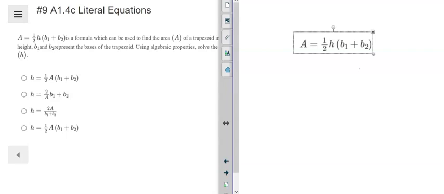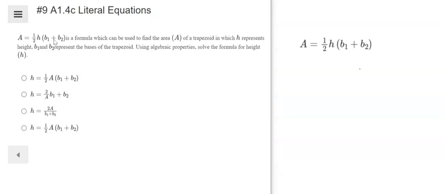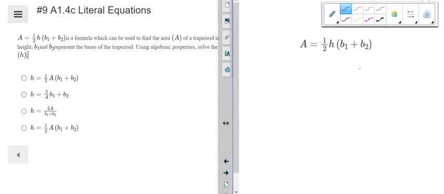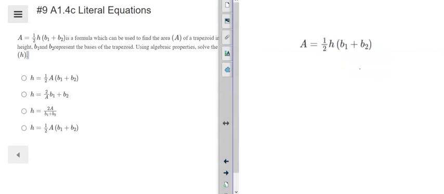Alright guys, literal equations. Unfortunately, Desmos is not as helpful with these type of problems, so I'm just going to go through them by hand and we'll try our best. Basically you'll be given a formula, and in the last line or so it's going to ask you to solve for some variable. In this case it's asking me to solve for this variable right here, h.